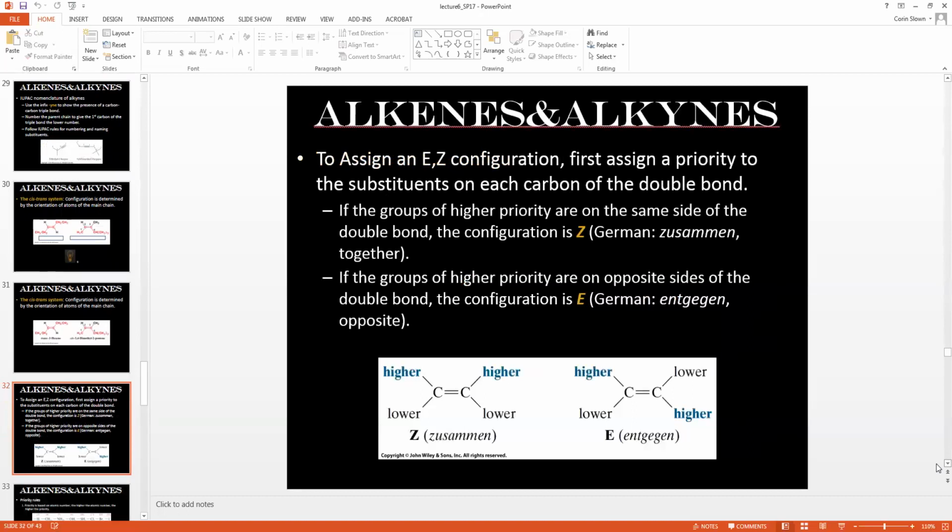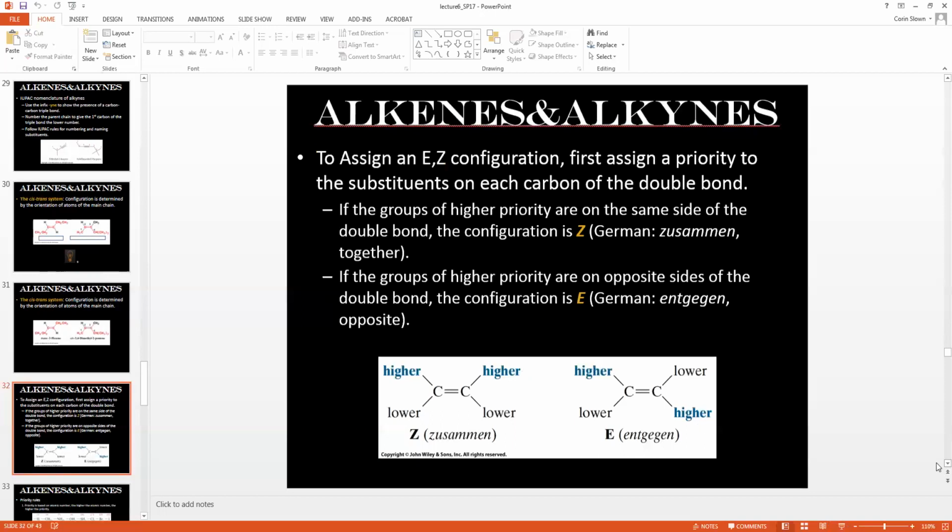To assign an EZ configuration, we have to assign the priority to the substituents. So this is where I have more than 2 substituents that could have priority. So I have to go ahead and assign which is more important. If the groups of higher priority are on the same side, then the configuration is Z or Zusammen. If the groups of higher priority are on opposite sides of the double bond, the configuration is E or Entgegen, which means opposite. So here, the 2 highest priorities are on the same side. Here, if they're on opposite sides, then they're going to be Entgegen or apart.